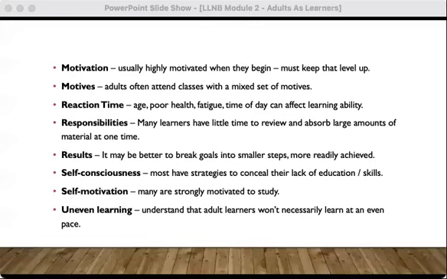Self-motivation. Many adult learners are strongly motivated to study because they see it as a way to improve their self-image and reach other personal goals. Uneven learning. Adult learners will not necessarily learn at an even pace. It may simply be because some things are more challenging for the learner than others, or there may be external factors affecting their ability to concentrate.